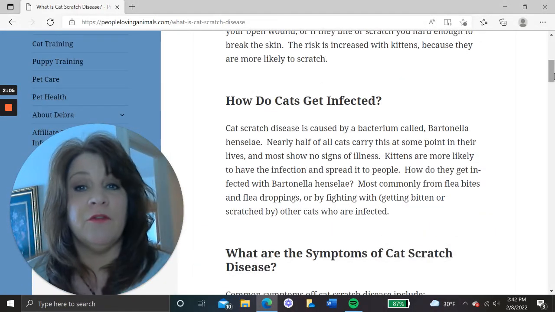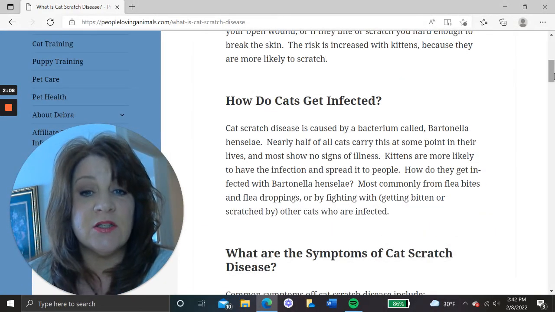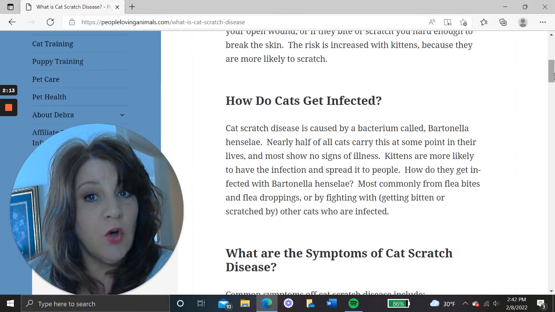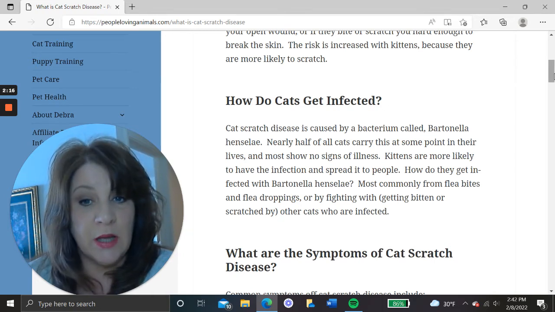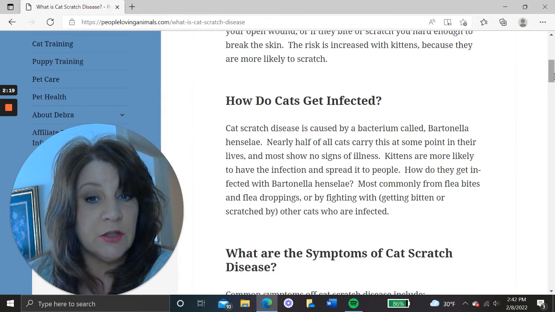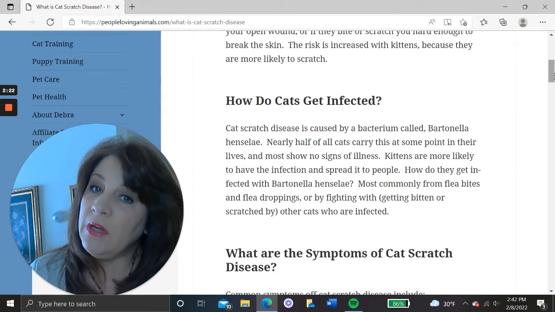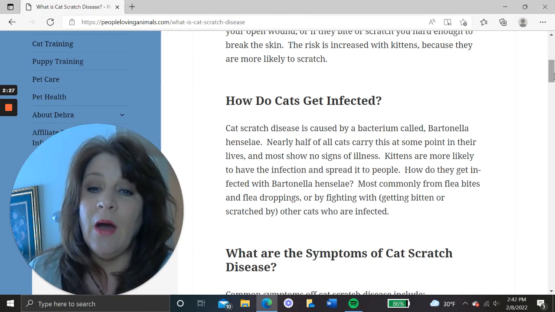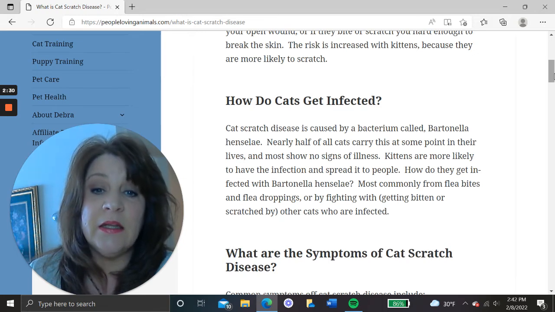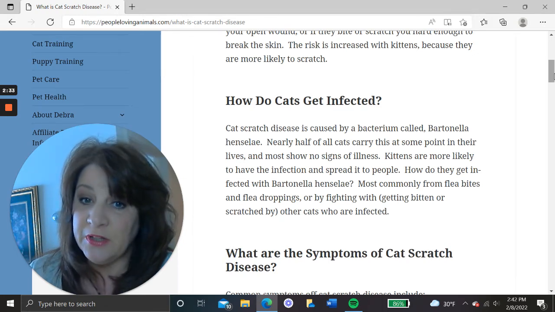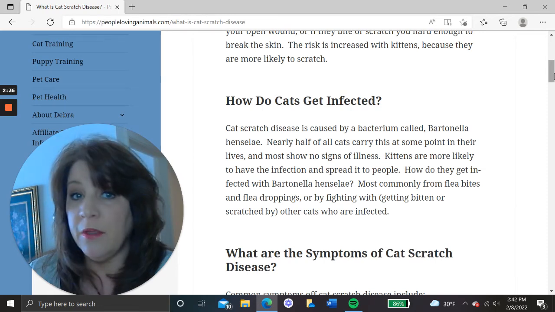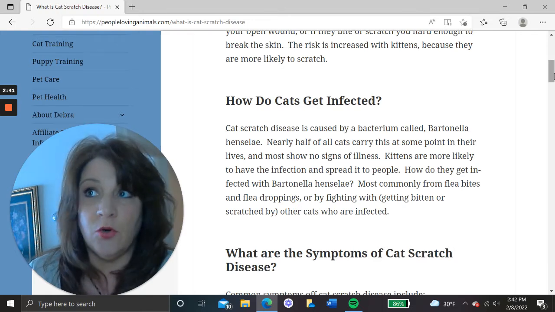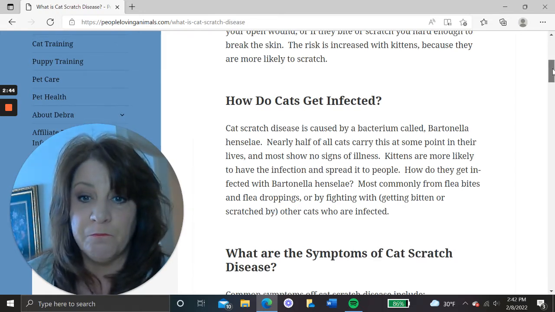How do cats get infected to begin with? Cat scratch disease is caused by a bacterium called Bartonella henselae. Nearly half of all cats carry this at some point in their lives, and most show no signs of illness. Kittens are more likely to have it, and they're more likely to spread it because they're more likely to scratch and bite when they're little. Now, how do they get infected with Bartonella henselae? Most commonly from flea bites, flea droppings, or by fighting with, in other words, getting bitten by and scratched by another cat who is infected, or any animal who is infected.